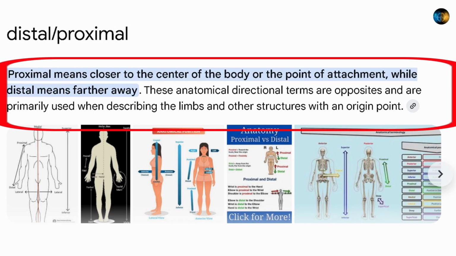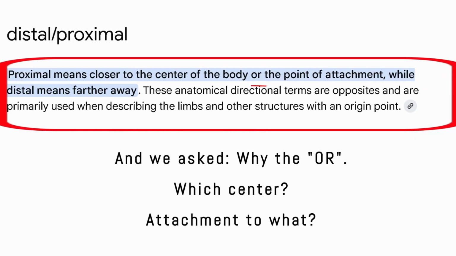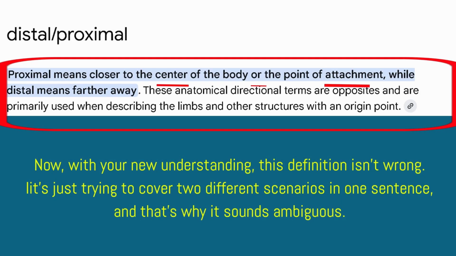So now, let's go back to where we started, that common confusing definition from Google and the textbooks. Let me read it again. Proximal means closer to the center of the body, or the point of attachment. And we asked, why the or? Which center? Attachment to what? Now, with your new understanding, this definition isn't wrong. It's just trying to cover 2 different scenarios in one sentence, and that's why it sounds ambiguous.